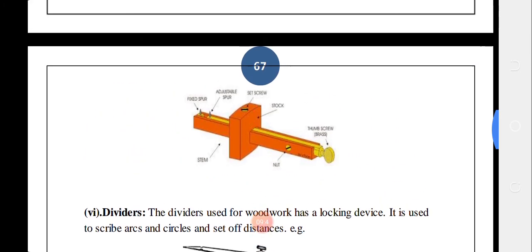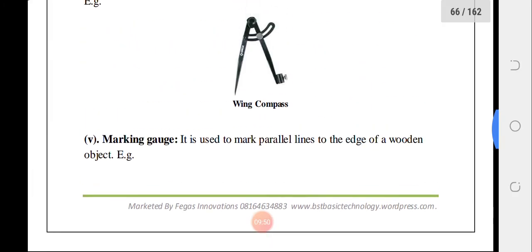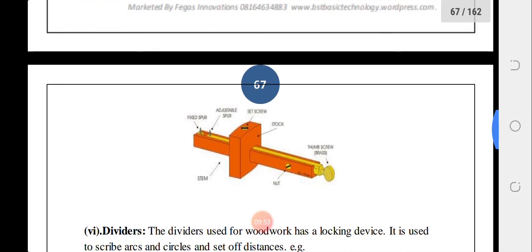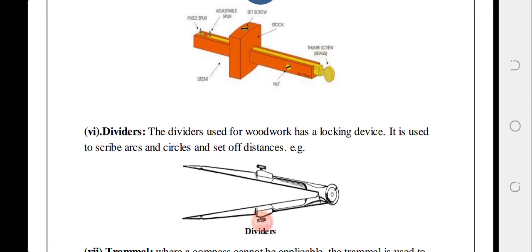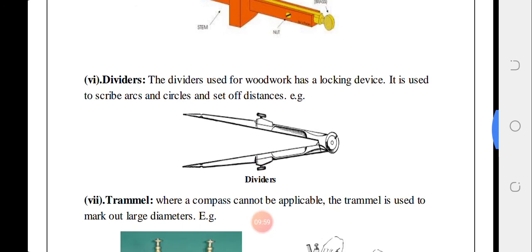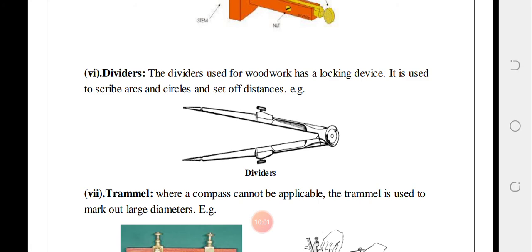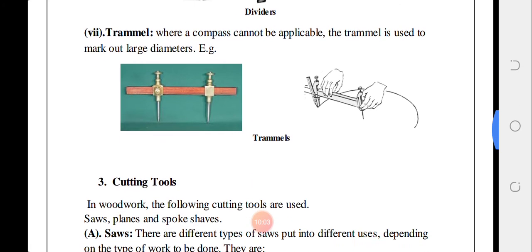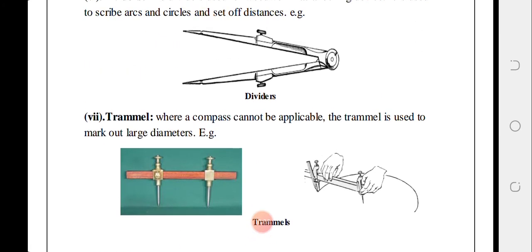The compass is used to mark. Your compass is used to what? Let's check. It's used to mark out. But this one is used to what? Scribe. It's used to scribe arcs and circles and set off distances. So this is the picture of a divider.